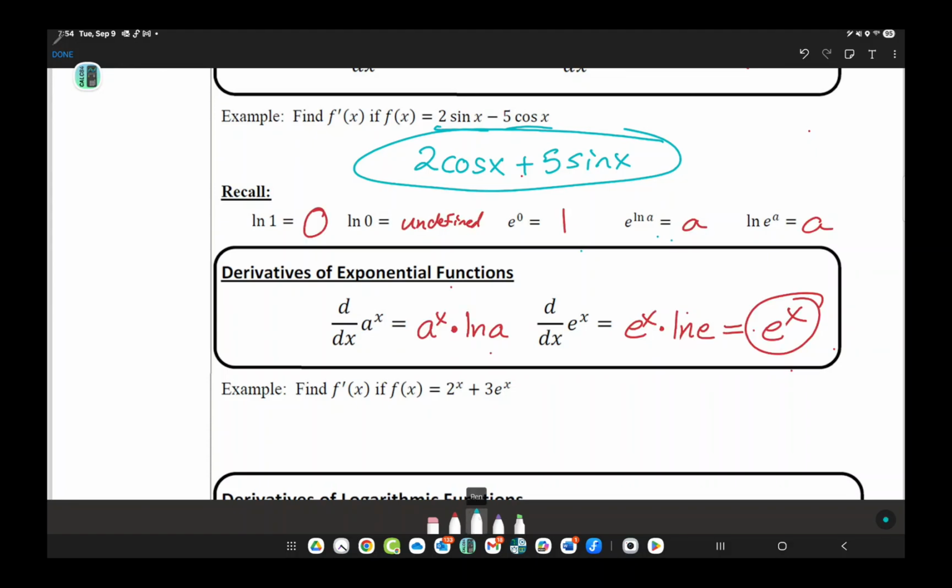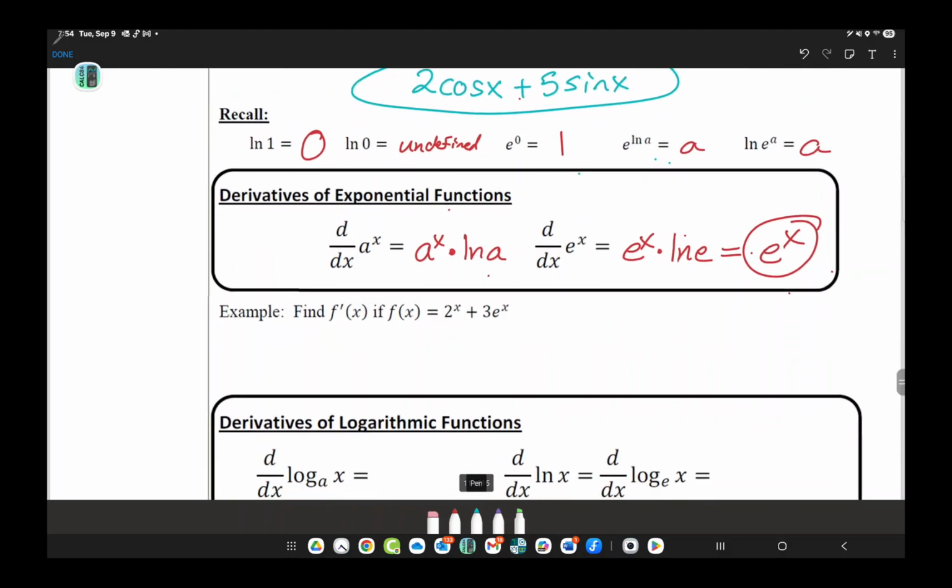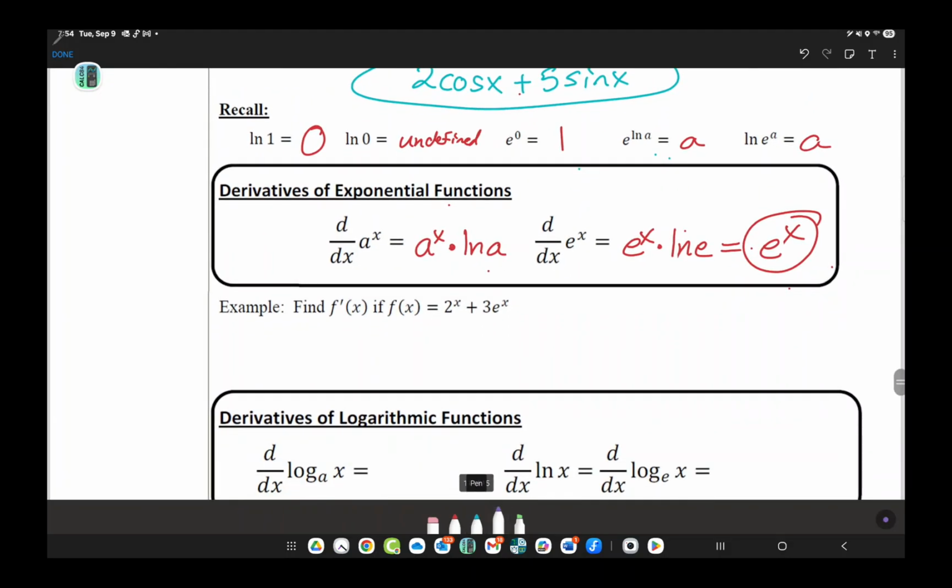So, what is the derivative of 2 to the x? Well, again, it's itself. So f prime of x is itself, 2 to the x, times natural log of 2. Plus derivative of 3e to the x would be 3e to the x. It's its own derivative. So, yeah, that's it.